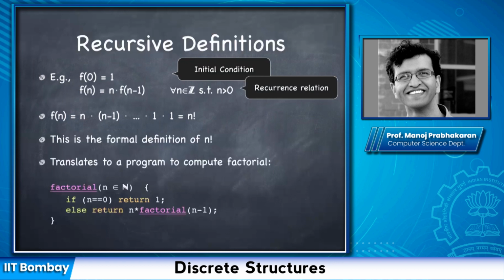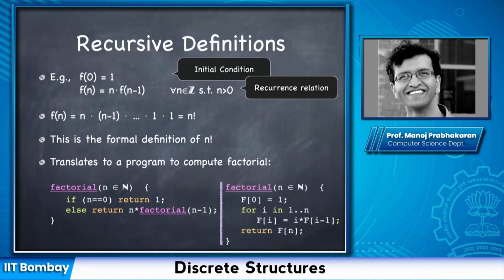Recursive definitions also translate to a program. So to compute the factorial, you check if the input is 0, then return 1. Otherwise, compute the function on n minus 1 and then multiply it by n. That's a recursive program that is literally translating this definition into a program.